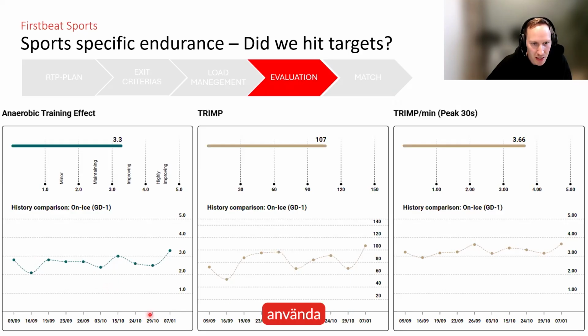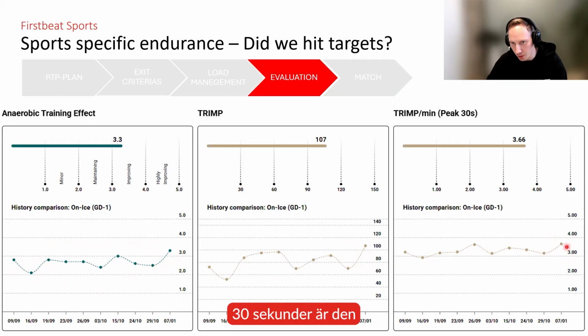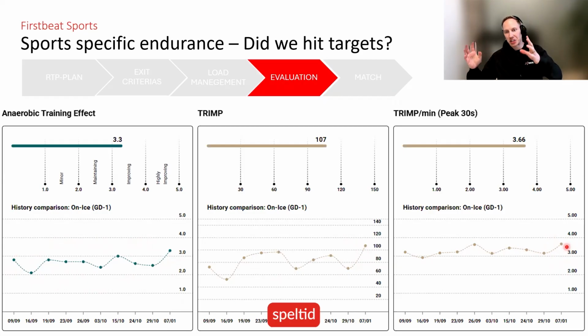I will just use the laser pointer to make it a bit more visible for you. So on the 7th of January, the anaerobic training effect was a bit higher than on all the other days pre-injury, or game day -1 days pre-injury. The same trend can be seen for TRIMP, and a bit also for TRIMP per minute peak 30 seconds. So the TRIMP per minute peak 30 seconds is the highest 30-second intensity that is achieved during game day -1. But these are quite close still to each other.